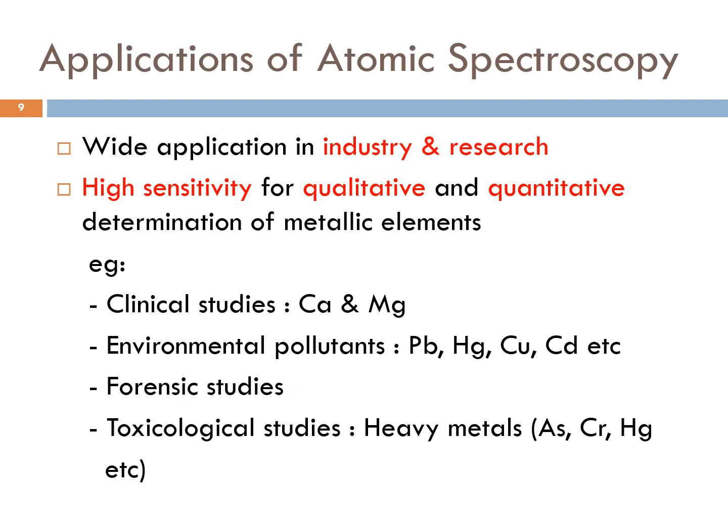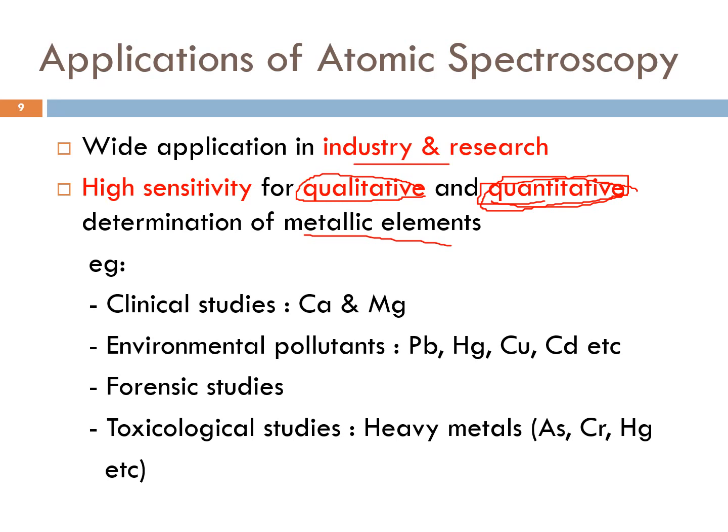Okay, for application of atomic spectroscopy, it is widely used in industry and research due to its high sensitivity for qualitative and quantitative determination of metallic elements. Qualitative, dia boleh tahu the presence of that metal, ada ke tak, and also dia boleh determine the concentration of the metal inside the sample lah. Quantitative, determine concentration. Nanti kita akan belajar, kita akan lukis graph, apa semua tu kan.